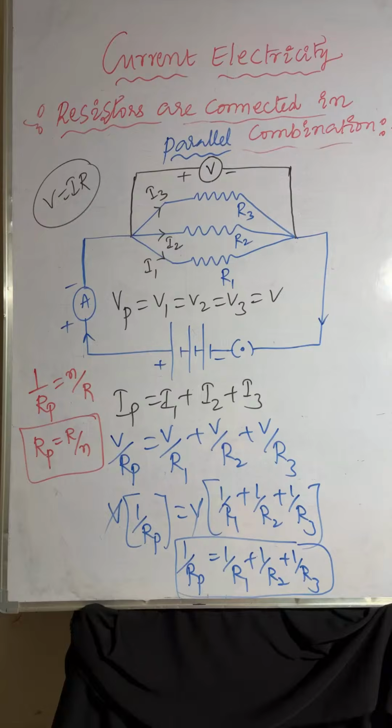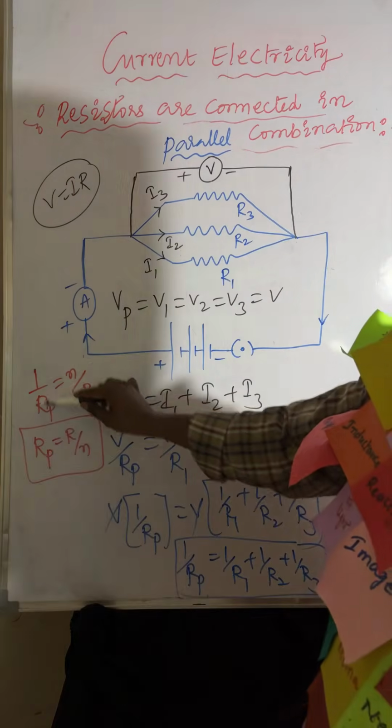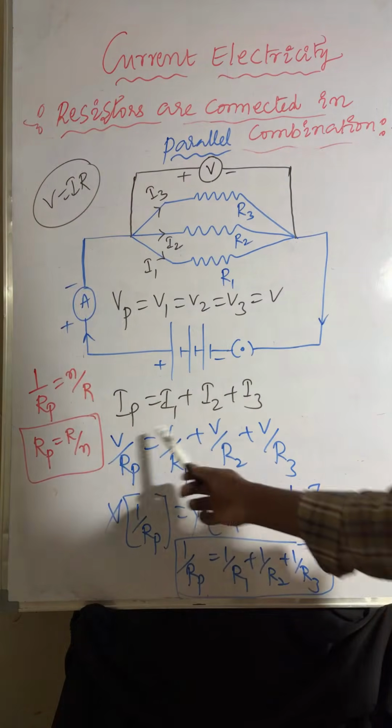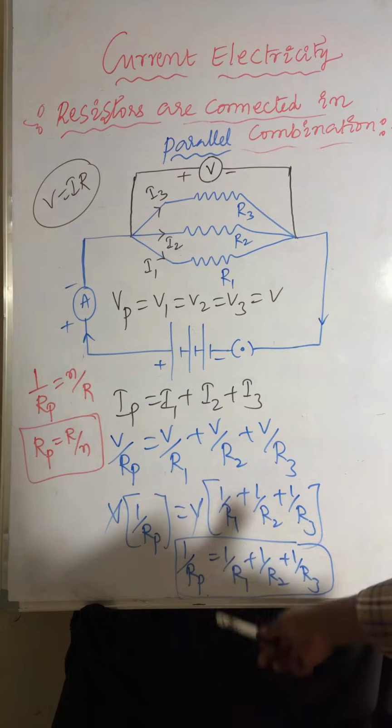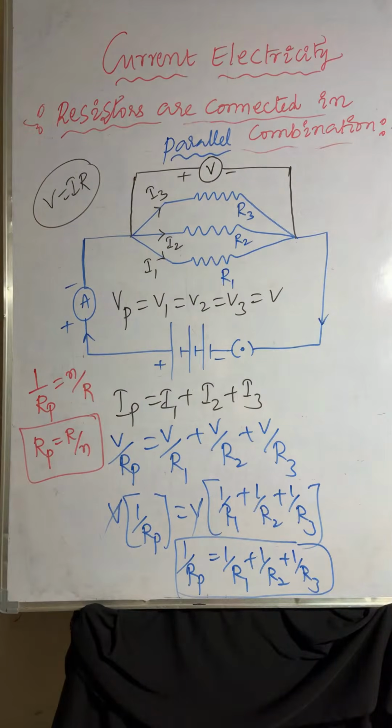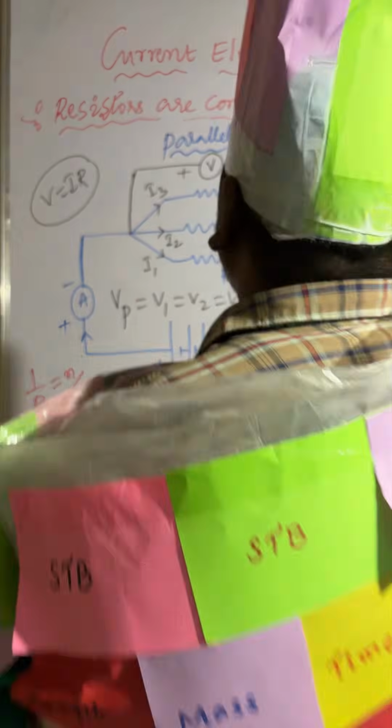If n number of resistors are connected in parallel combination, then 1 by Rp equals n by R, so Rp equals R by n. We are taking the V value common, so V gets cancelled, then 1 by Rp equals 1 by R1 plus 1 by R2 plus 1 by R3. So this is about resistors connected in parallel combination.